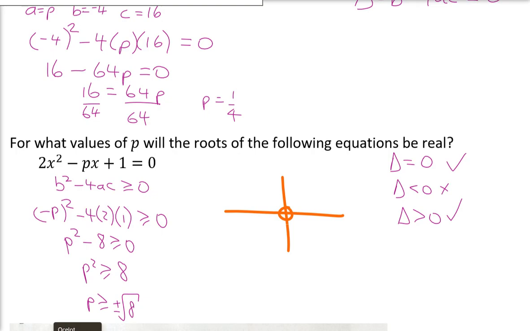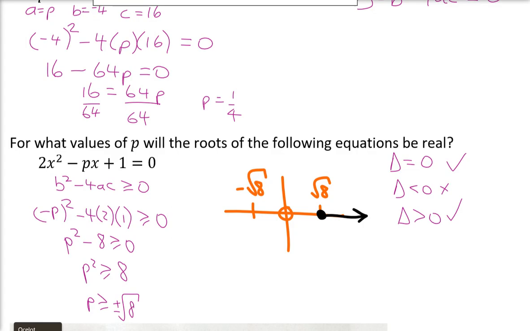there's 0. Here's root 8. Here's minus root 8. Anything greater than or equal to root 8, where does that lie on my number line? Anything that way, solid dot because it includes. Because greater than root 8, just then.